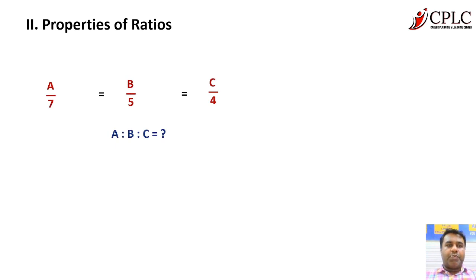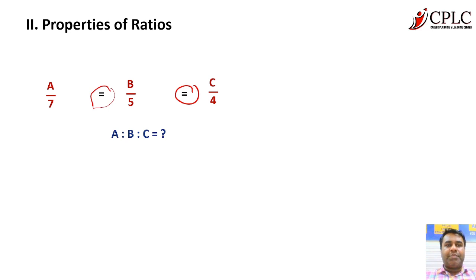Suppose a upon 7 is equal to b upon 5 is equal to c upon 4, then what is the ratio a is to b is to c? Now understand that you have an equal to sign in between. So a upon 7, b upon 5, and c upon 4. What is the ratio of a, b, and c? Now how will we be able to find the answer for this question? I will explain this in two ways.